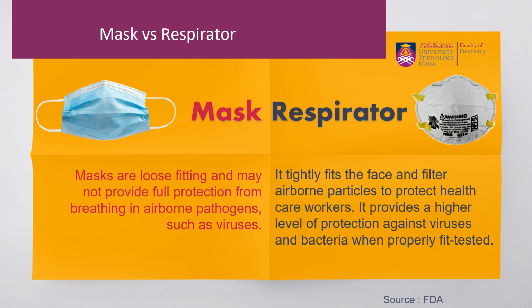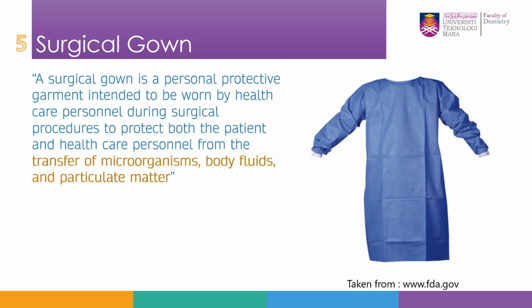As you see, N95 have 95% protection against viruses, similar to the surgical mask, but nowadays they are having a better N95 which can protect you better from the viruses. So this is called respirator. So you can see the shape is different. It's a rounded shape and it's more sturdy. This is soft and loose fitting. Okay, the number five, surgical gown. It is a personal protective garment intended to be worn by healthcare personnel when you are in the clinic or doing any procedures.